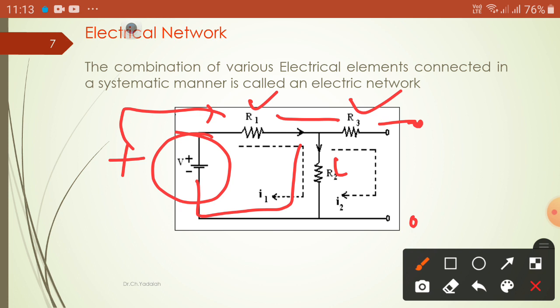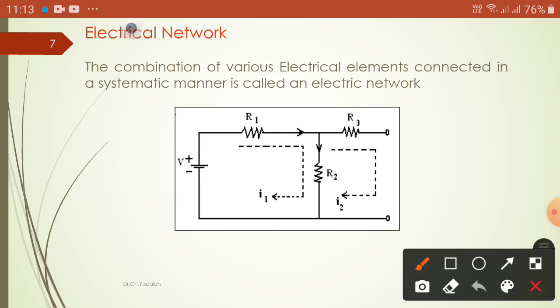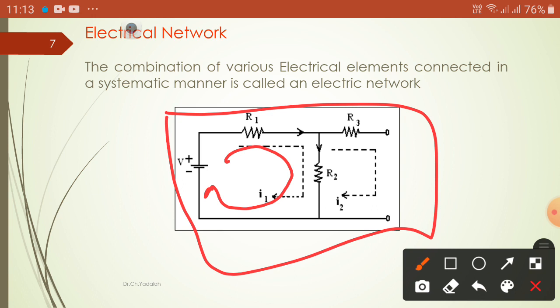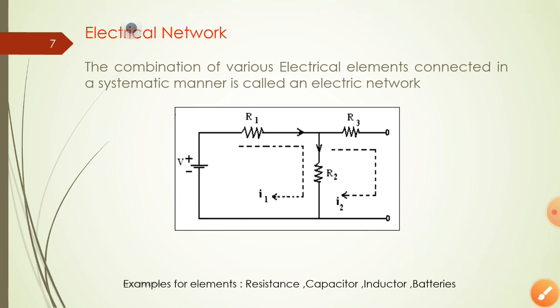That means now what is happening here, what is the current leaving from the positive terminal and coming to the negative terminal, then it is known as the electric circuit. Okay, now you can see the examples of the elements: resistors, capacitors, inductors and batteries.